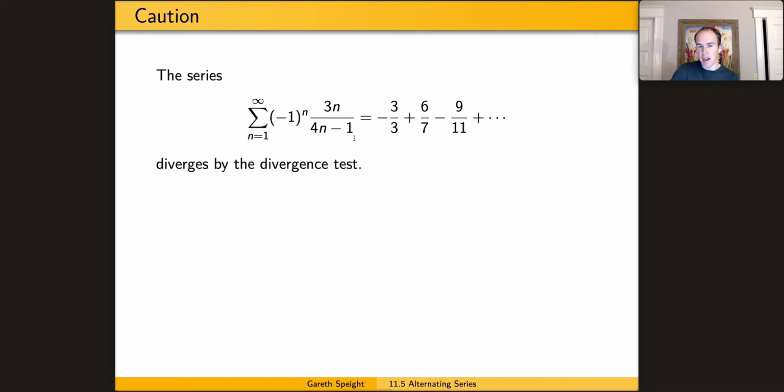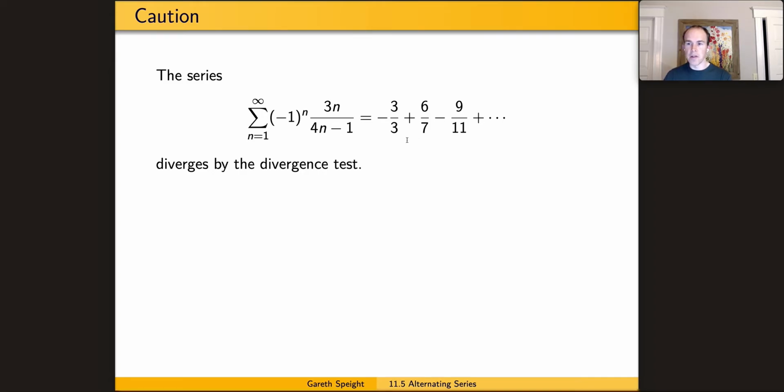For instance, if you try to use the divergence test, remember the divergence test, we said, look at what happens to the terms. If the terms don't go to 0, if they don't converge to 0, then the series diverges. So here the terms 3n divided by 4n minus 1, that's going to 3 over 4. And then there is this piece that alternates between plus and minus. So it's sometimes close to 3 over 4, sometimes close to minus 3 over 4. Okay, this is definitely not converging to 0. So the terms don't go to 0, hence the series diverges.